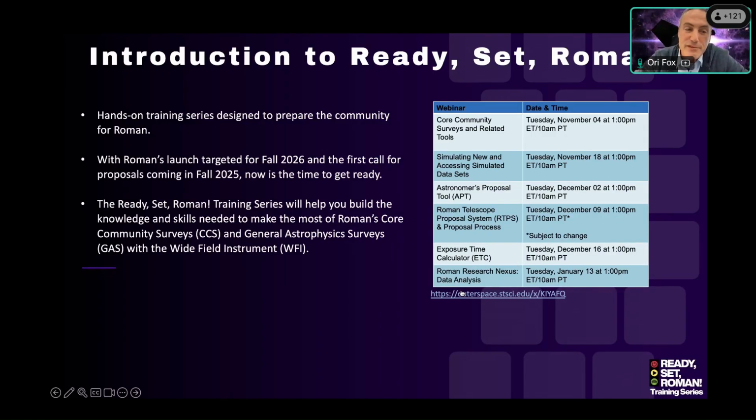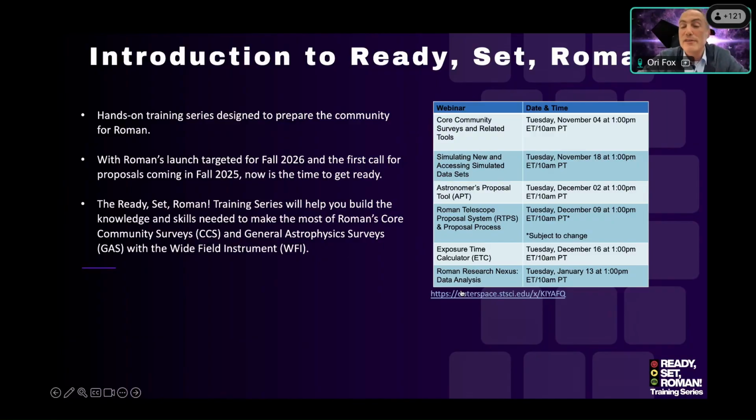Roman's launch target date is in fall 2026. And the first call for proposals is coming out very soon, fall 2025. So now is really the time to get ready. This training series will help you build the knowledge and skills needed to make the most of Roman's core community surveys and also the general astrophysics surveys with specifically the wide field instrument. We'll talk about those two different surveys in a few slides.